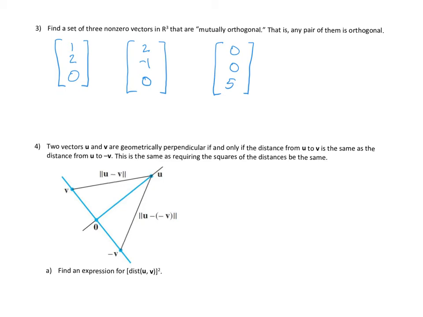Yeah, let's make sure these are all orthogonal to each other. So if I dot these 2, I get 2 plus negative 2 plus 0 is 0. If I dot these 2, I get 0 plus 0 plus 0 is 0. And if I dot the first and the third, 1, 2, 0, and 0, 0, 5, I get 0, 0, 0. Okay, that works. If you dot any two of these together, you get 0.